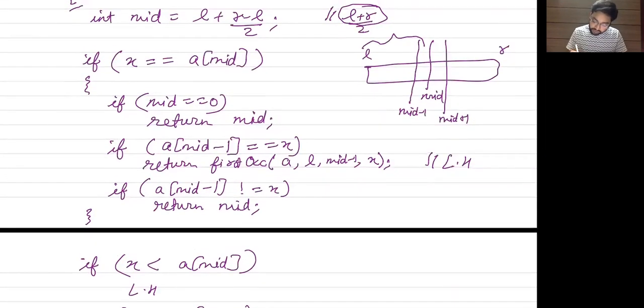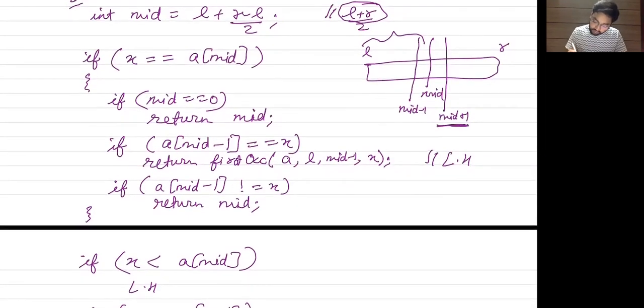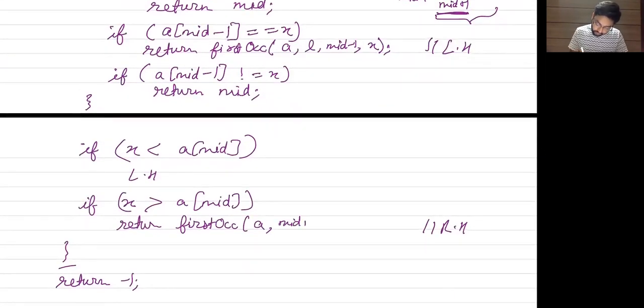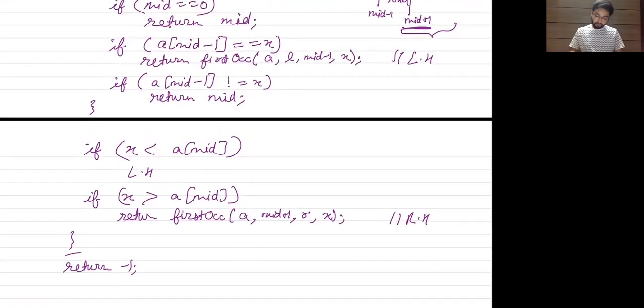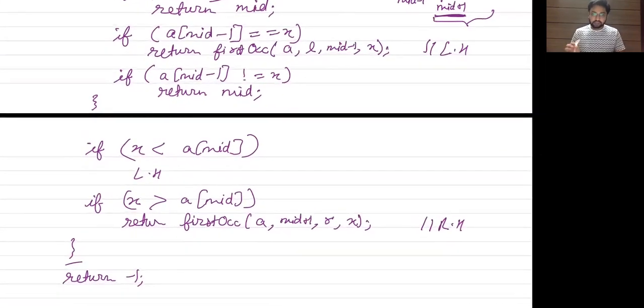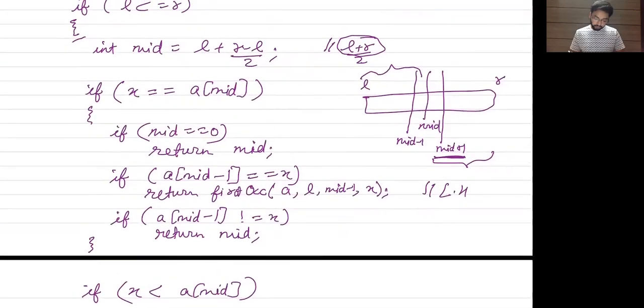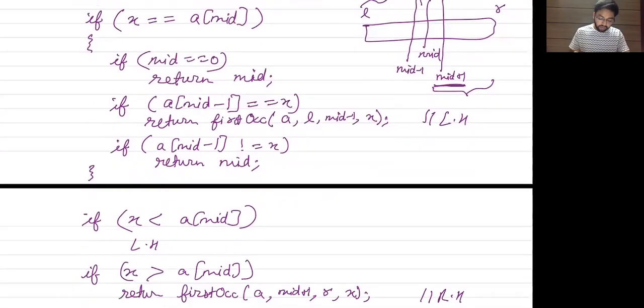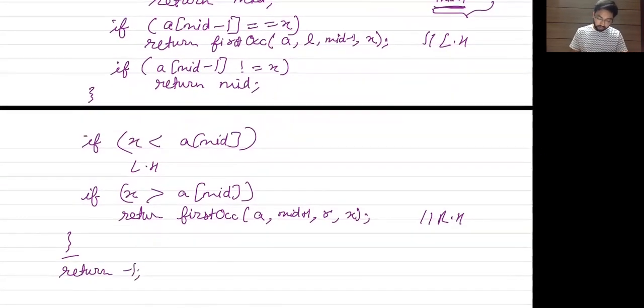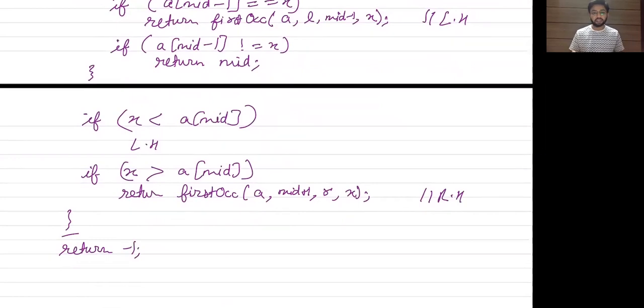The right half can be denoted by mid +1. The left index is mid +1, the right index remains R, and x. All right, so that's the solution. Now you can further optimize this code, but at least this will give you the solution in all the cases, and the time complexity will remain log n in all the cases.